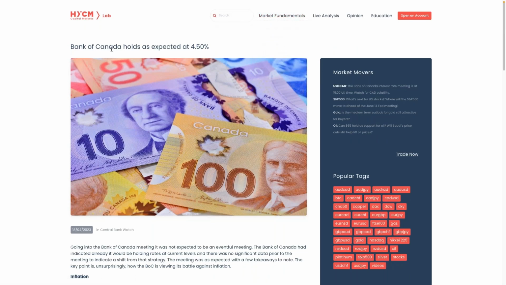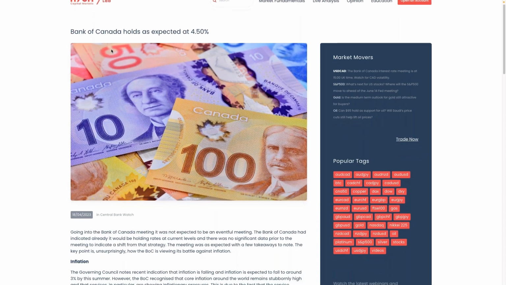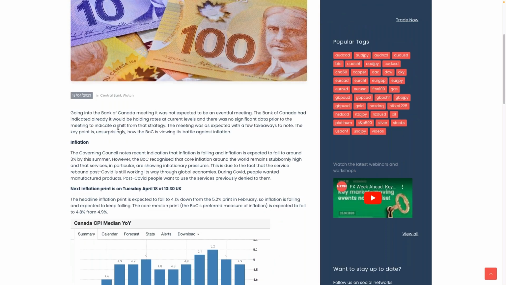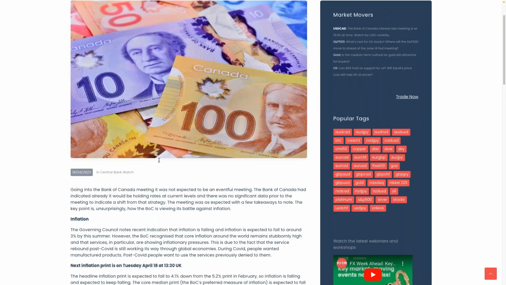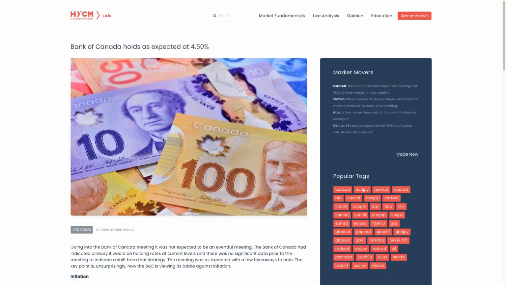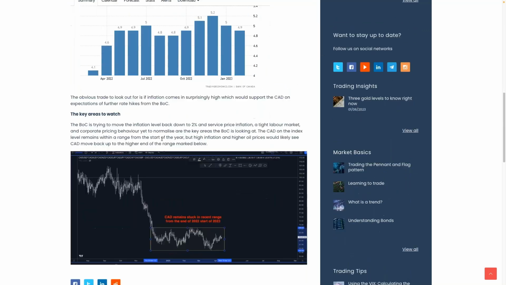And this was the last Bank of Canada meeting. It was very interesting what happened, because they had already indicated that they would be holding rates at their current levels. And prior to the meeting, there was no significant data saying that Bank of Canada were going to shift away from that strategy. So the meeting was as expected, and they held their interest rate decision.